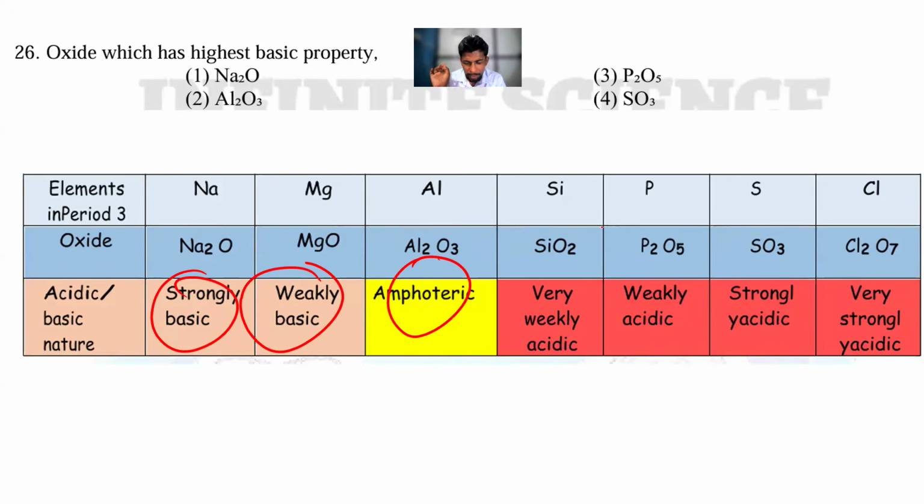Hima, is there any difficulty to memorize here? Nothing to memorize. Only these two things: acid, base, amphoteric, and acidity will increase, basic nature will increase.